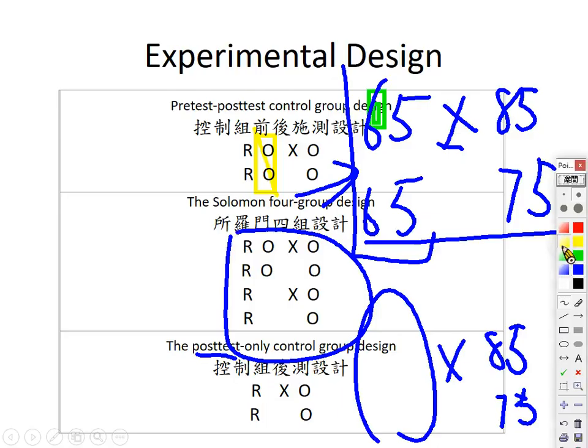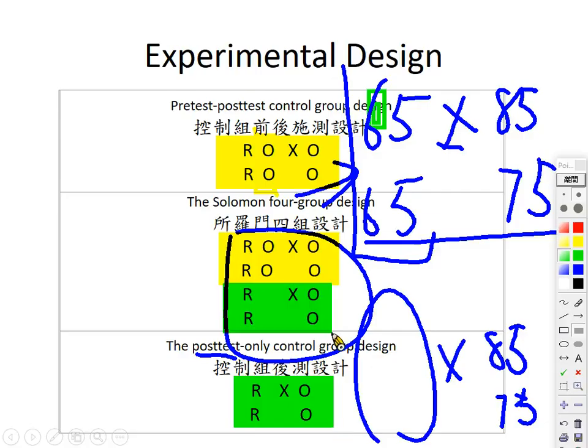So you can see basically we combine two different designs together. One here, right? And two, post-test only control group here. Do you see all of this?